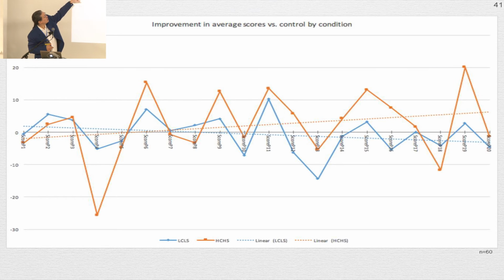Blue is the low context, low specificity. Orange is the high context, high specificity. And you'll see across the 20 images, HCHS doesn't always do better. Sometimes it does spectacularly worse. But in general, there's this upward trend as over time, the high context, high specificity people start to do better. And in fact, as far as we can tell from the regressions we're running, that is statistically significant, whereas the difference between control and LCLS is not significant.